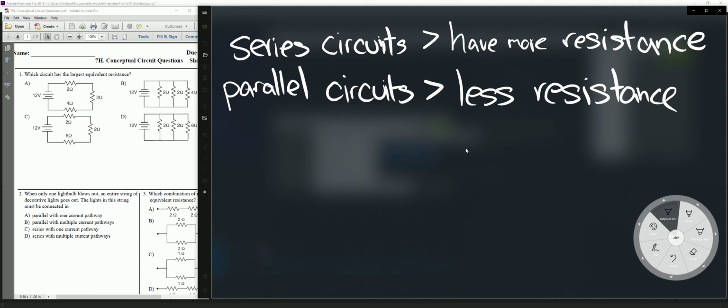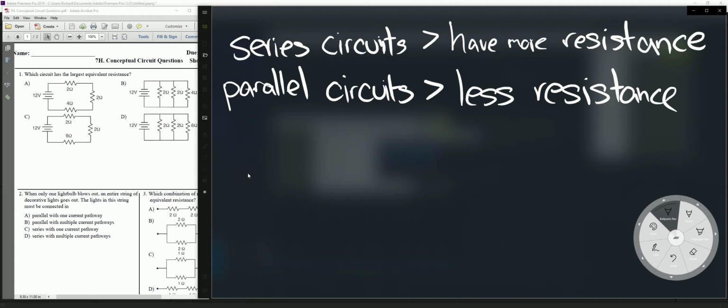All right. So again, in the problem, you want the largest resistance. That automatically rules parallel circuits out, so you don't care about B. B and D are both wrong. So it's either A or C.